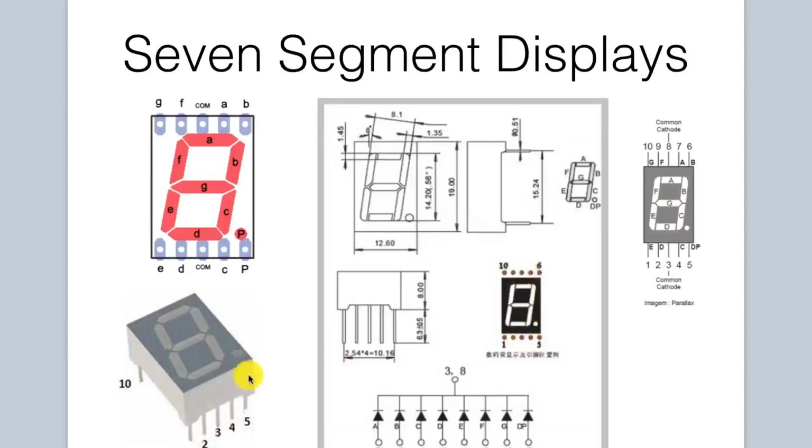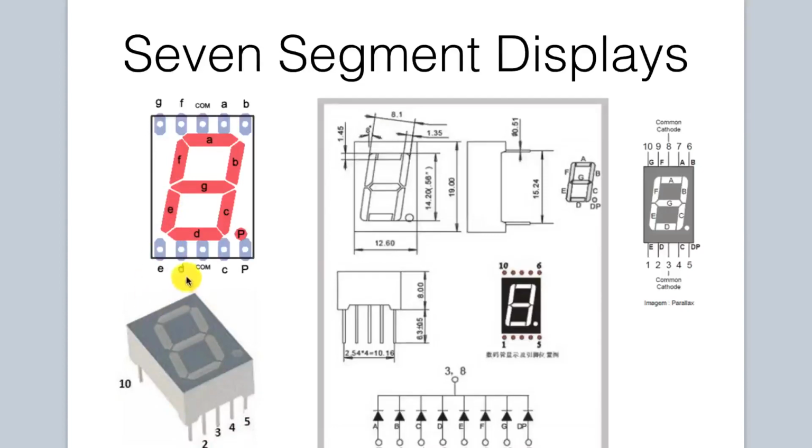If we look at the 7-segment display in a more physical representation, here is pin 1, 2, 3, 4, 5, and then at the top would be pin 6, 7, 8, 9, and 10. Now, each pin also corresponds to a particular segment on the display. So let's take a look at pin 1 for instance. Pin 1 corresponds to segment E. So if we were to apply 5 volts or a high voltage signal to pin 1, then segment E would light up.